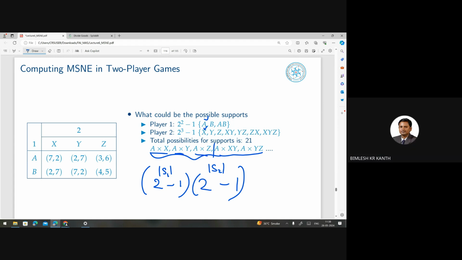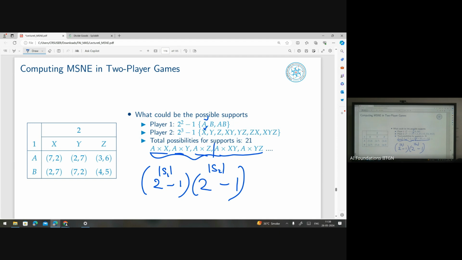Is this a manual process or an algorithmic process also? You can write a code for it, but in the worst case, it will take exponential time in the number of steps.